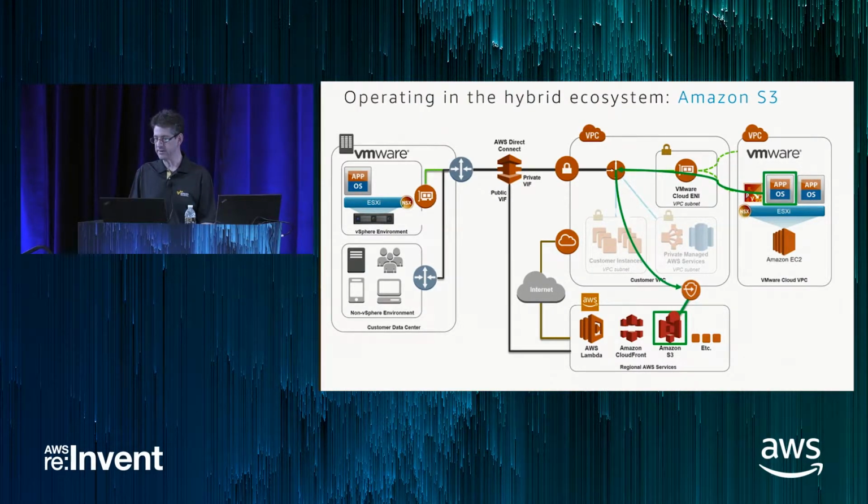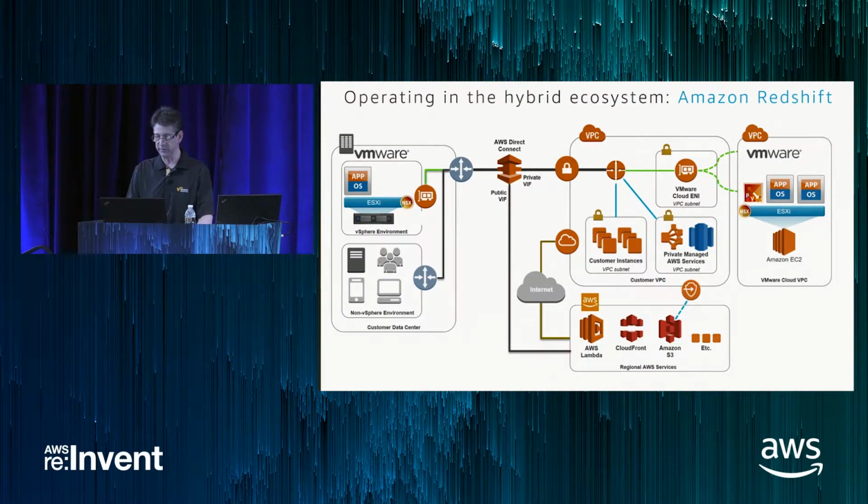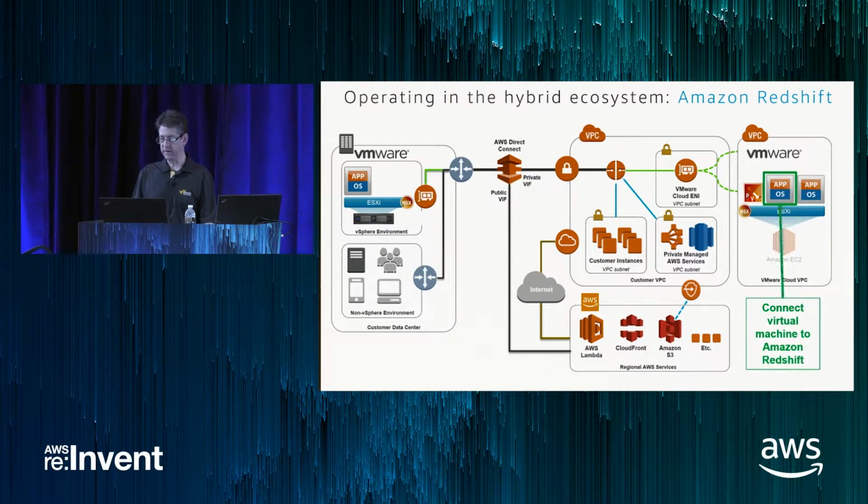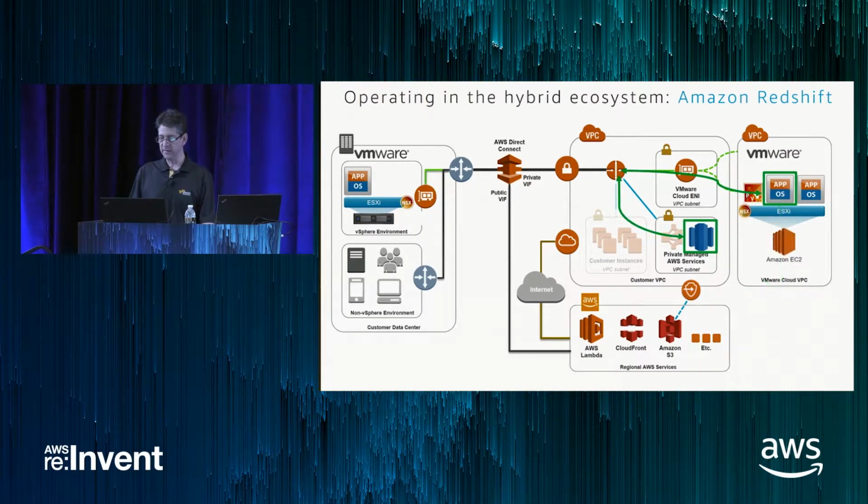Okay, so let's take the third example I mentioned. Let's take Redshift. Let's say that you want to do data warehousing using Redshift. You want to take a virtual machine that's generating a lot of data, and you want to be able to analyze it in Redshift, which lives in the AWS side of the architecture. So what you would do in this case is we want to connect the virtual machine on the right to Redshift on the left, and the network path is approximately the same.